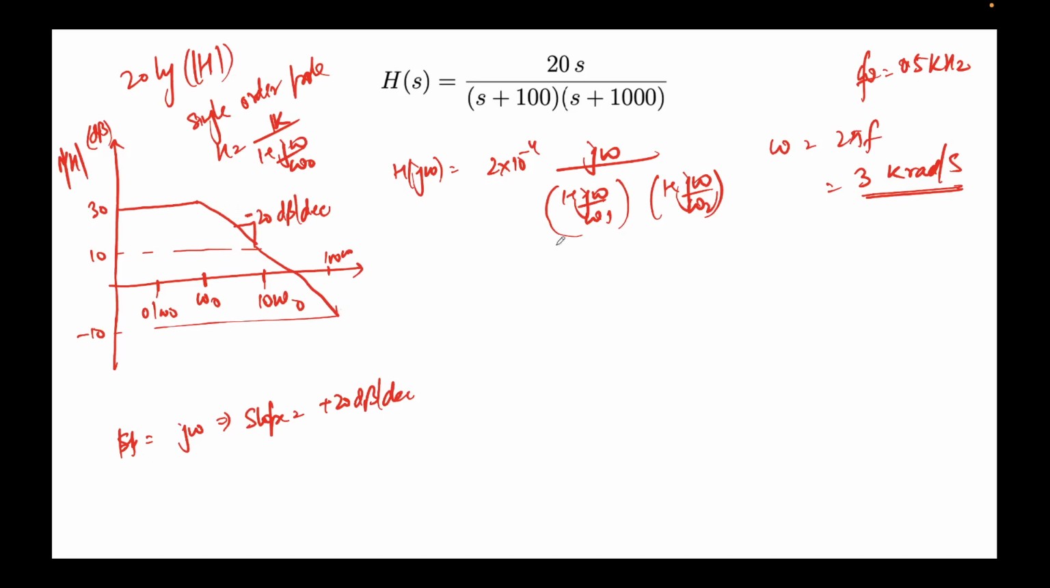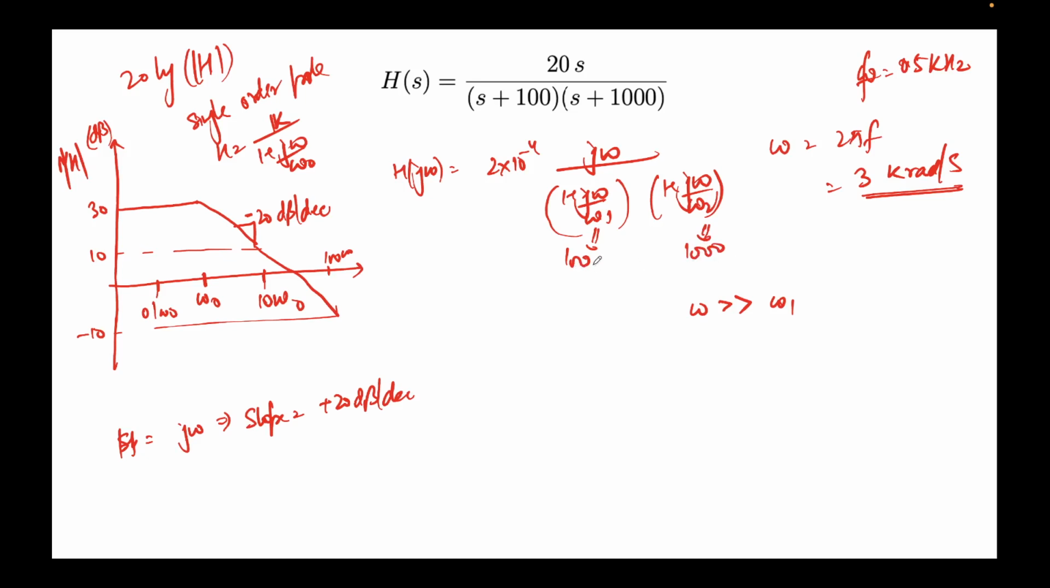See, it's reducing. Okay, so at 3 kiloradians, I'll just compare omega with omega 1. So I'll first compare omega with omega 1. Omega is 3k, so omega is greater than omega 1. Omega 1 is nothing but 100, this is 100, this is 1000.